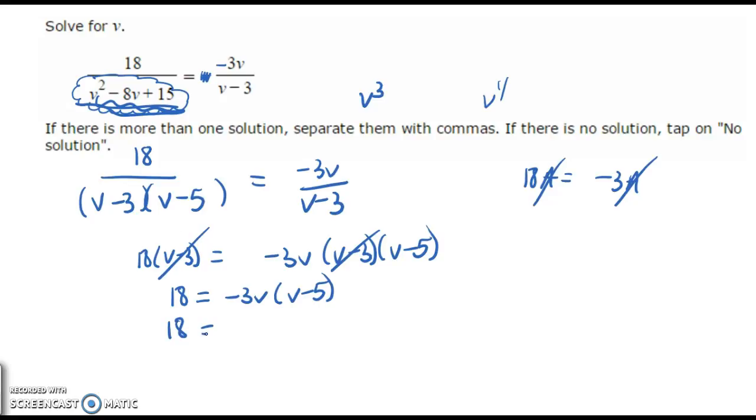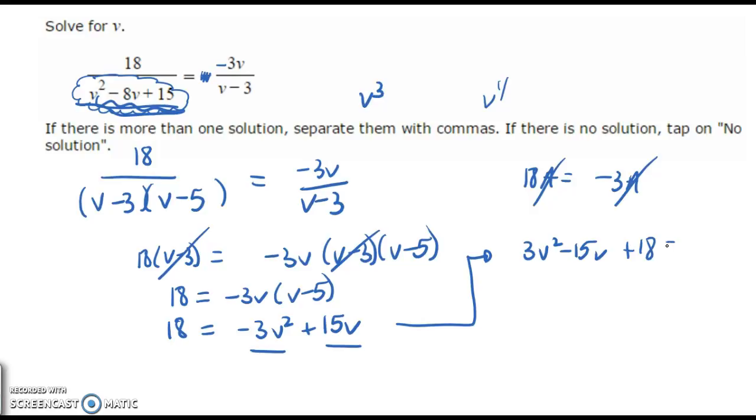And this is looking a lot friendlier, right? This is something we definitely can deal with. It is quadratic, and I do know how to handle quadratics pretty well. It's usually a good idea to keep the squared term positive, so even though it's going to take a little bit more work in this case, I'm going to move this and this to the other side of the equation to get an equation that looks something like positive 3v squared minus 15v plus 18 equals 0.